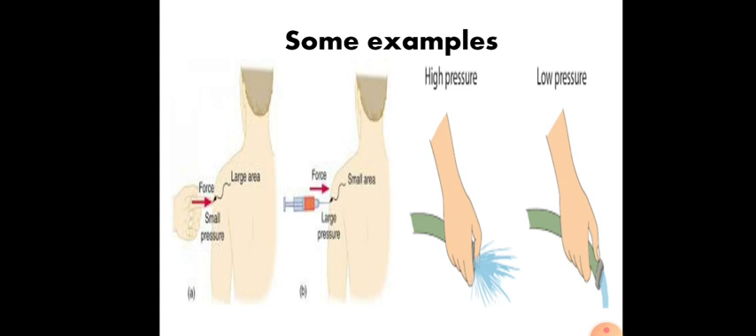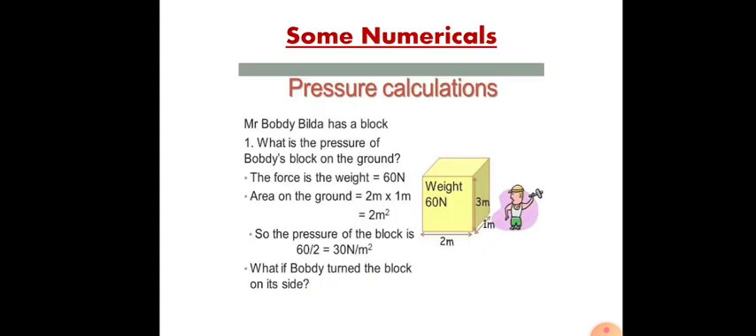Now, some more examples. In the first case, you see a person poked with a finger on his arm, the finger doesn't pierce inside the skin. Whereas when it is poked with an injection needle, it pierces inside, which means in case of the injection needle, the area under contact is less, hence the pressure is more. Second case, again, when the mouth of the hose pipe is held with a finger, the area under contact is less, hence the liquid pressure is more.